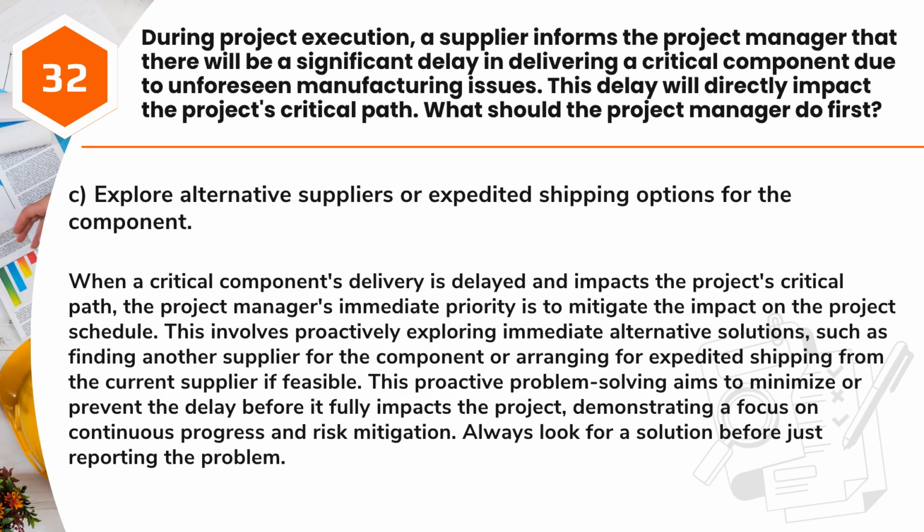Answer: C. Explore alternative suppliers or expedited shipping options for the component. When a critical component's delivery is delayed and impacts the project's critical path, the project manager's immediate priority is to mitigate the impact on the project schedule. This involves proactively exploring immediate alternative solutions, such as finding another supplier for the component or arranging for expedited shipping from the current supplier if feasible.